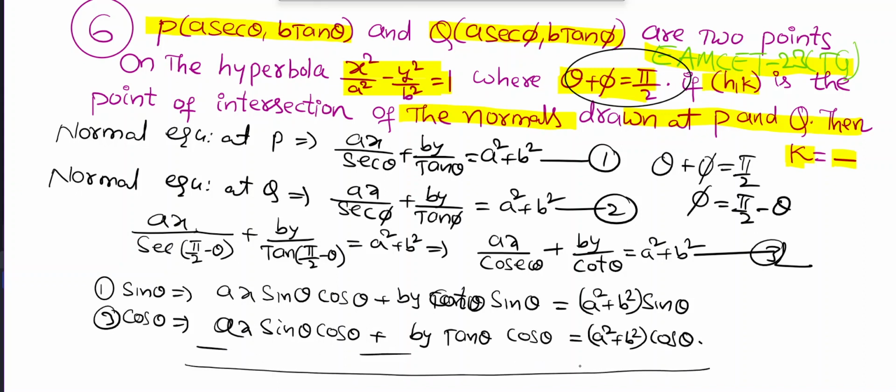this is minus, minus, minus. This value ax sin theta cos theta is cancelled. This is by cot theta into sin theta, that is cos theta by sin theta. Here sin theta cancels, by sin theta by cos theta. We take b common, this is cos theta minus sin theta is equal to, here take a square plus b square common, this is sin theta minus cos theta.